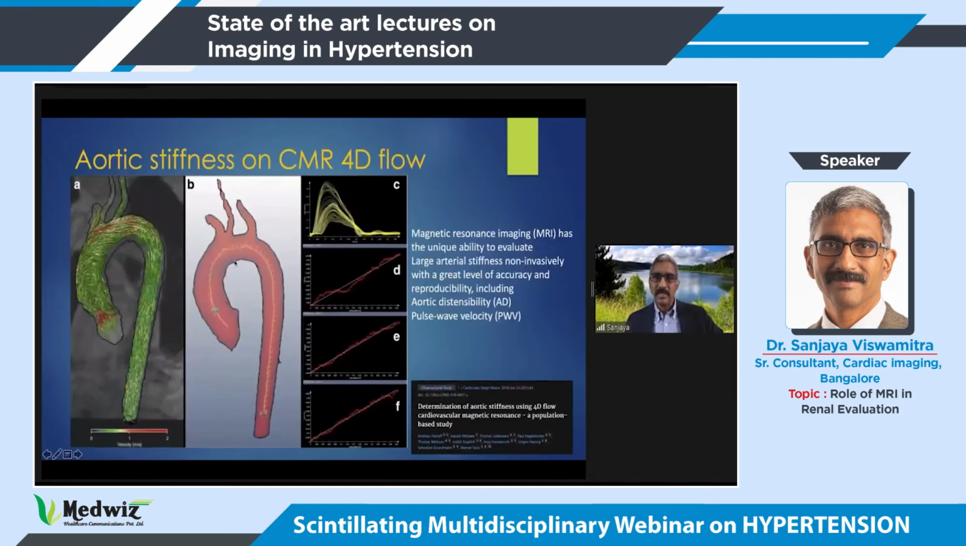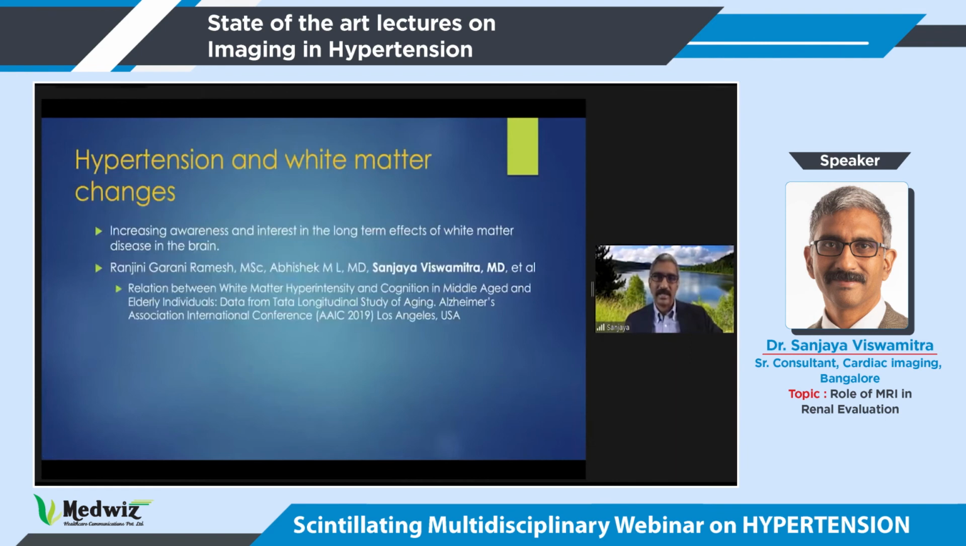Similarly, this is an observational study that I've shared with you, which is in progress. It's a clinical investigation, and one can also look for aortic stiffness on CMR 4D flow studies, and it may be of some interest to some of you in evaluating end-stage renal disease.